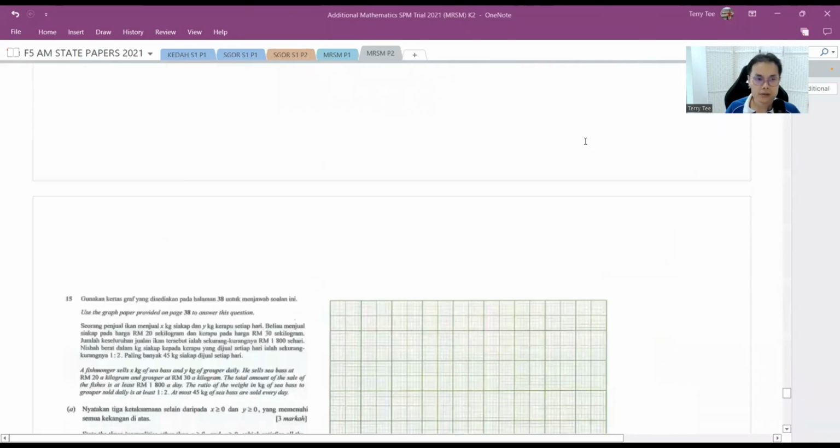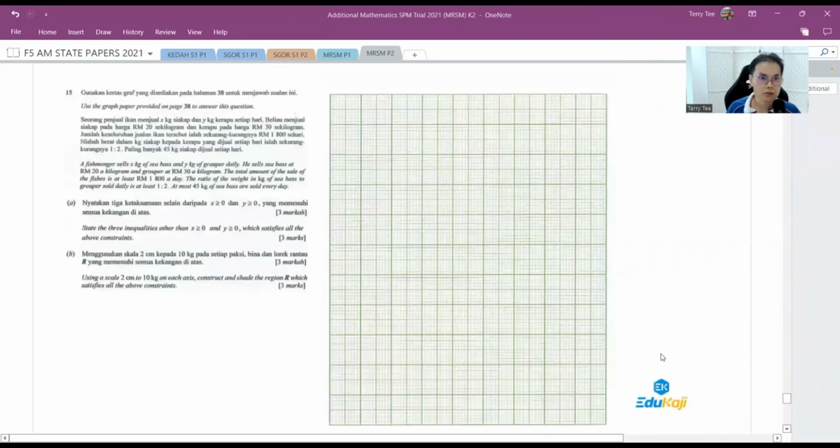Okay, last question, number 15. So this is from Form 5, chapter 7, linear programming. So here, a fishmonger sells X kg of sea bass and Y kg of grouper daily. He sells sea bass at the price of 20 ringgit per kg, grouper at 30 ringgit per kg. So the total amount of sale is at least 1,800. The ratio is at least 1:2, and at most 45 kg of sea bass are sold every day.